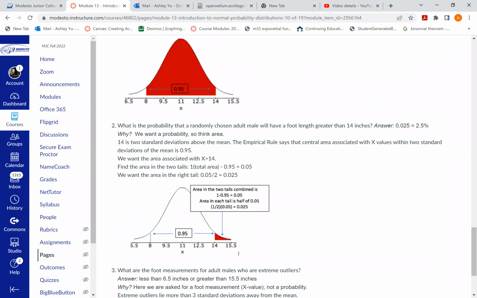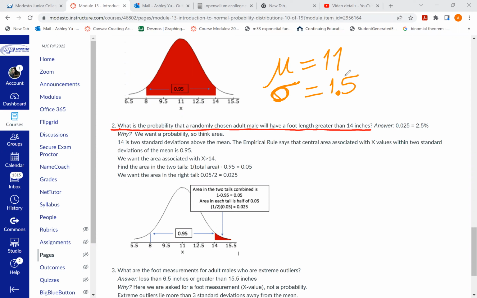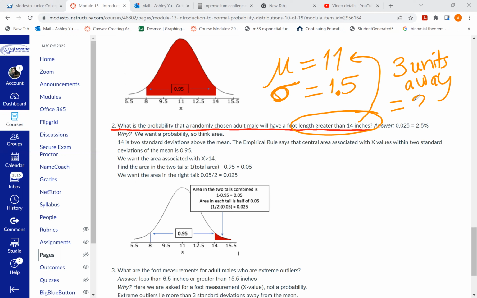Okay, now here's a graph. Let's ask some questions about this one. What is the probability that a randomly chosen adult male will have a foot length greater than 14 inches? Let's see, we have to think about what the mean is. The mean here with the foot length was 11, and the standard deviation, sigma, was 1.5. So compare 14 to the mean. 14 is 3 units away, which is 2 standard deviations, equals 2 sigmas, because sigma is 1.5.